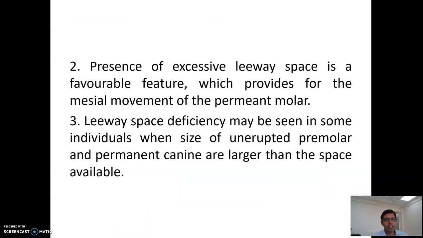Next significance, the presence of excessive leeway space is a favorable feature which provides for the mesial movement of the permanent molar. Leeway space deficiency may be seen in some individuals when the size of the unerupted premolars and permanent canines is larger than the space available. Such an event causes posterior crowding or lingual eruption of the permanent erupting teeth, especially the second premolars in the lower arch.